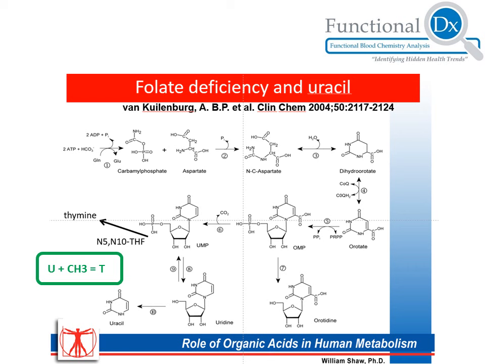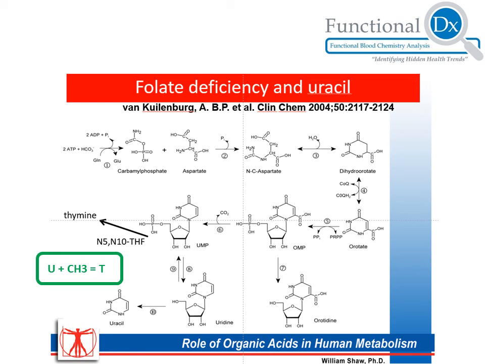I've got a little formula here which says U plus CH3 equals T. So take uracil, methylate it, and you get thymine. And this is really critically important because uracil you find in RNA. RNA ultimately comes back, it's got to become DNA again, but you can't put uracil into DNA, except in the case where you can't methylate it. And if you do, uracil slots into where thymine should be.